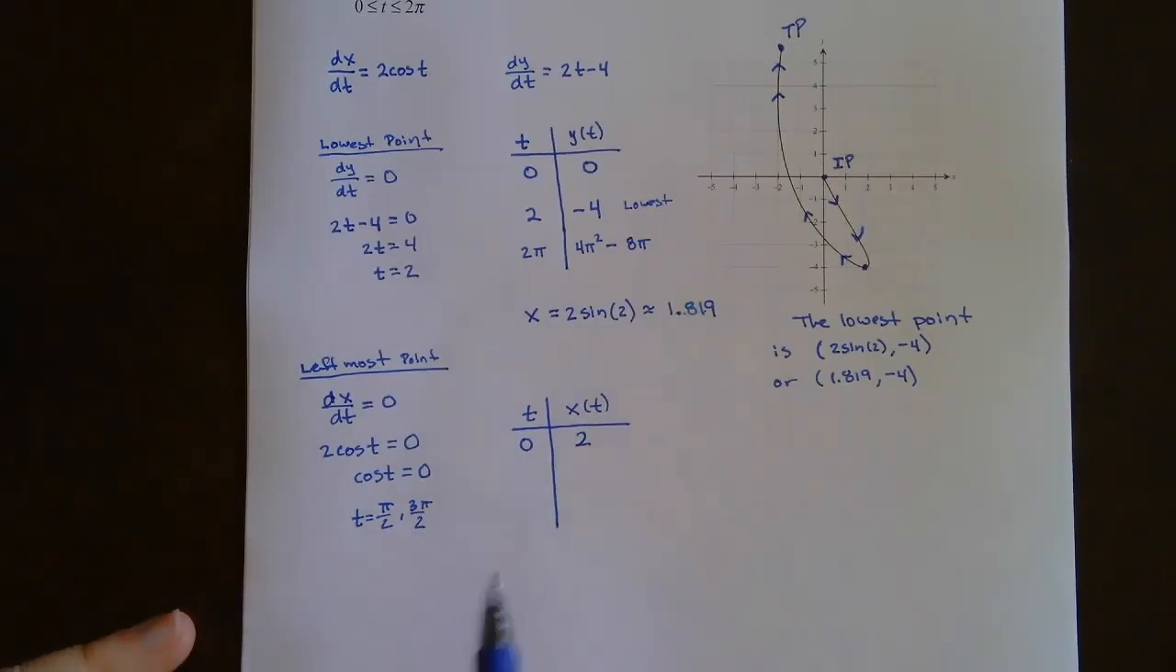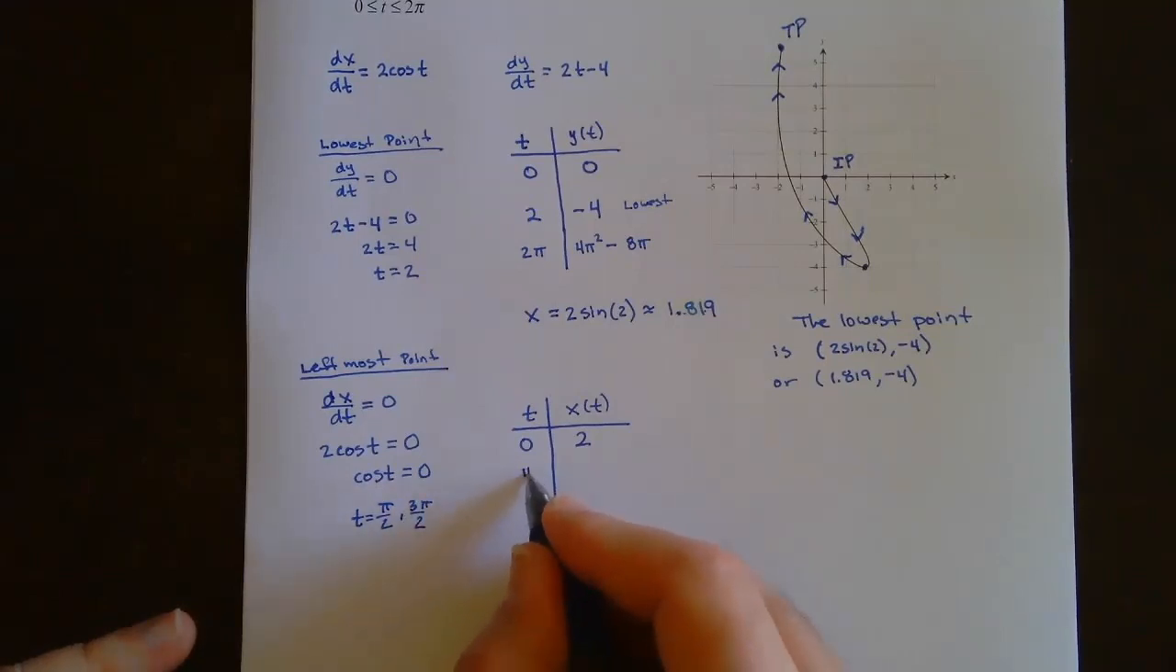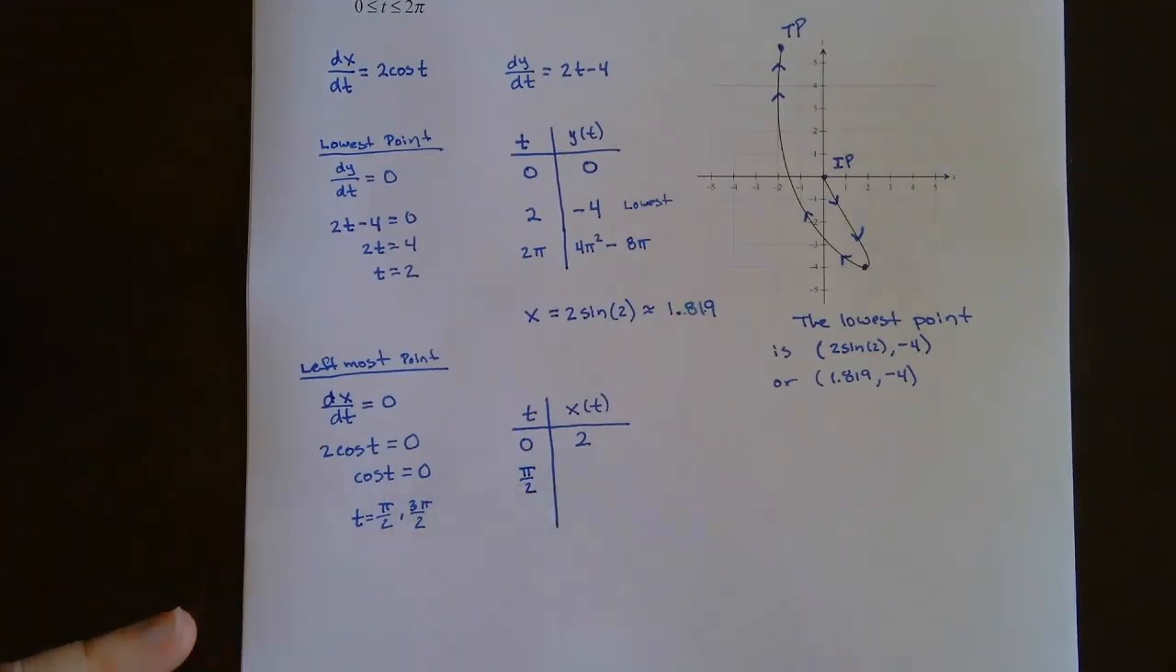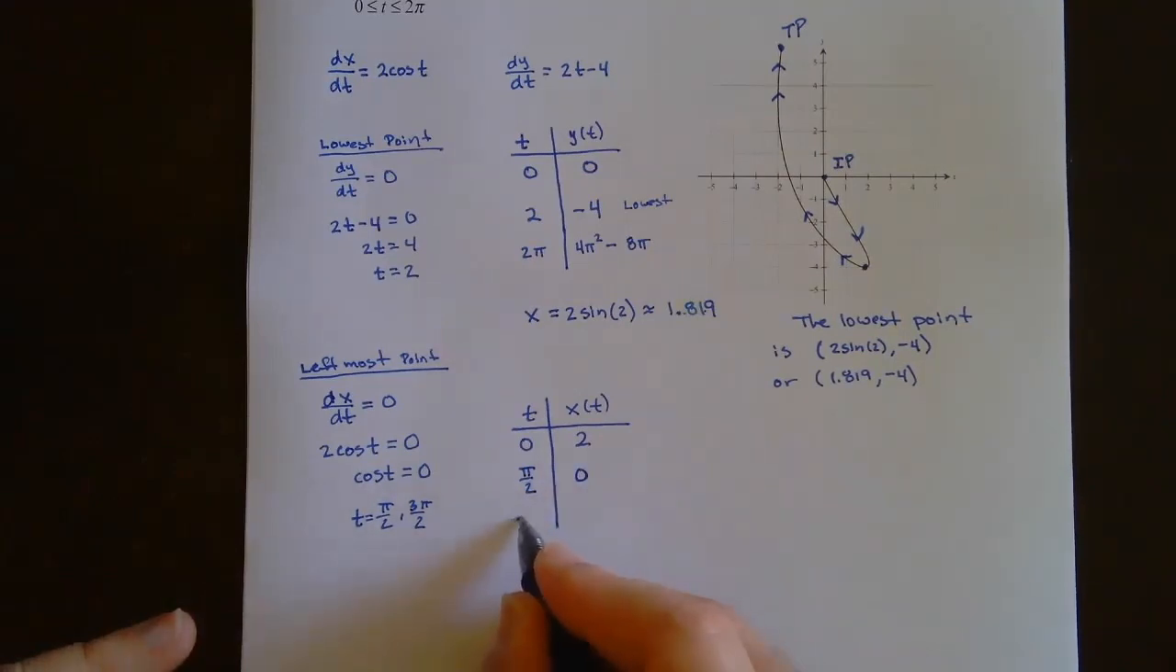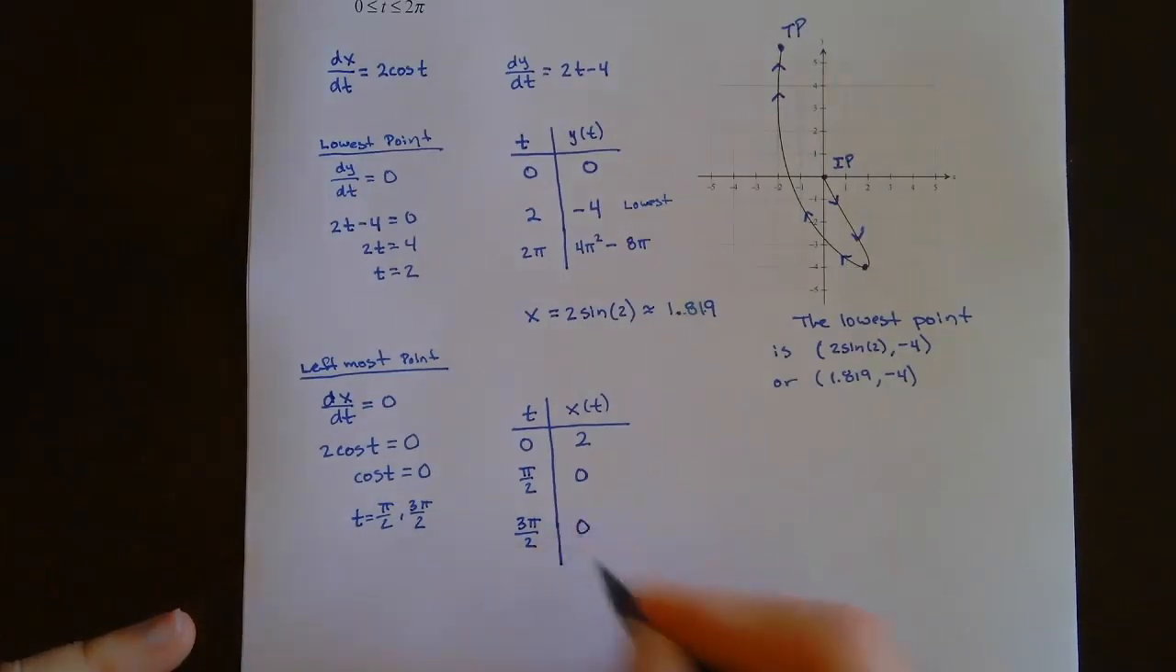And then we got to use pi over 2. And cosine of pi over 2 is 0, and 2 times 0 would be 0. And then 3 pi over 2. And when t is 3 pi over 2, that would be 2 times cosine of 3 pi over 2. Well, it would be 0 again, right? Okay, and then finally, all right, we have to do 2 pi.